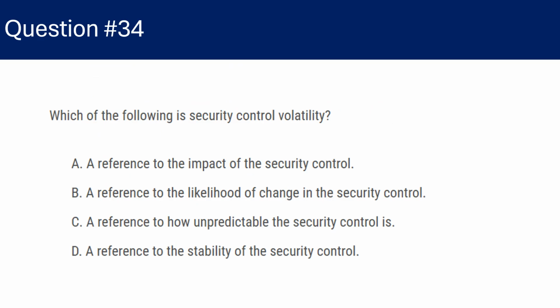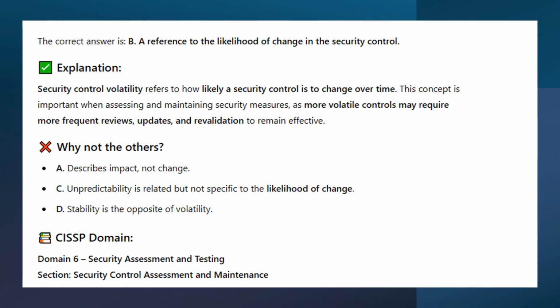Question 34. Which of the following is security control volatility? A. A reference to the impact of the security control. B. A reference to the likelihood of change in the security control. C. A reference to how unpredictable the security control is. Or D. A reference to the stability of the security control? The correct answer here is B, a reference to the likelihood of change in the security control.